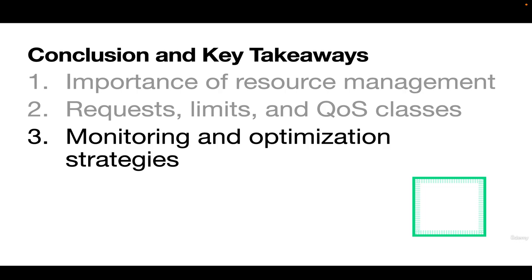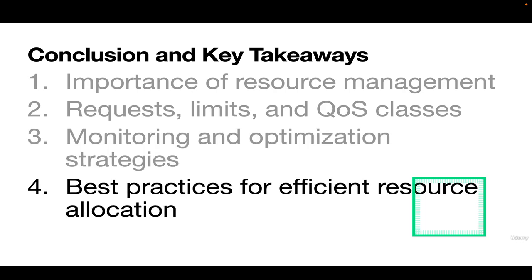Monitoring and optimization: strategies such as auto-scaling and load balancing to adapt to changing workloads and demand patterns. And best practices for efficient resource allocation: use limit ranges and resource quotas, and regularly review and adjust resource configurations to ensure efficient resource allocation.